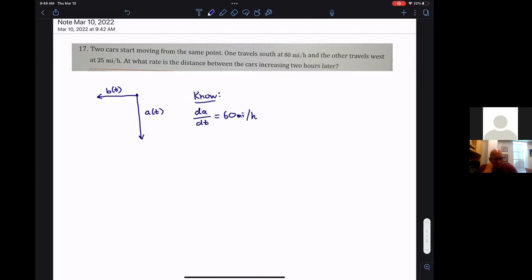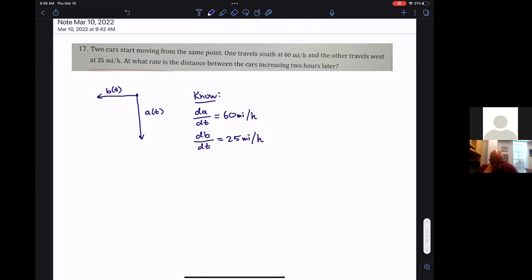And I'm going to leave it as a positive number, even though it's pointing down, because it's increasing, right? This distance is getting longer. So for me, that makes sense. If it's getting longer, I'll make it positive. The other's going west at 25 miles per hour. So this I can write as dB/dt equals 25 miles per hour. Okay, and so that's all I know.